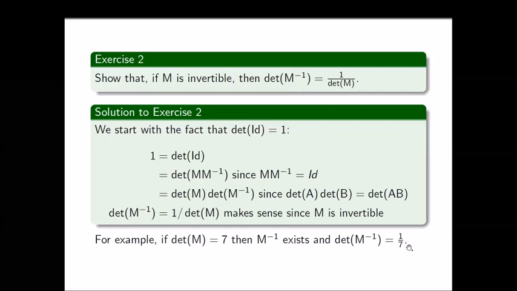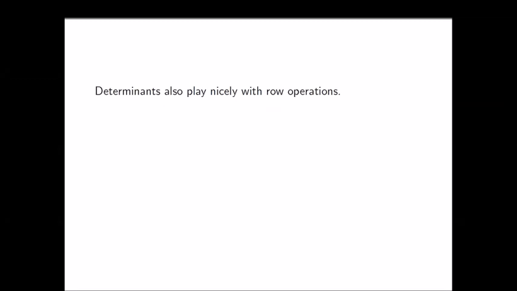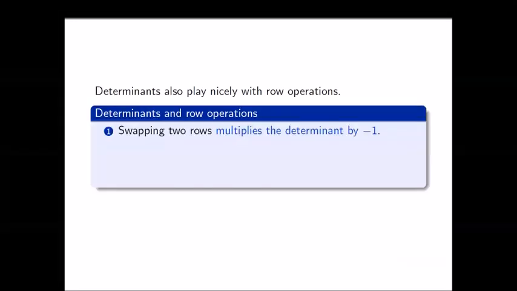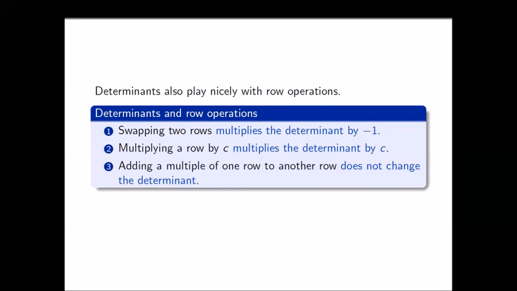So for example, if the determinant of M is 7, then M is invertible and the determinant of its inverse is 1 over 7. Determinants also play nicely with row operations. Swapping two rows multiplies the determinant by -1. Multiplying a row by C multiplies the determinant by C. And adding a multiple of one row to another row does not change the determinant.